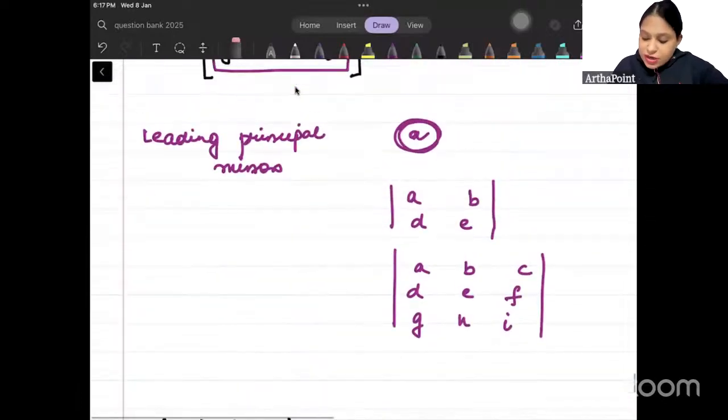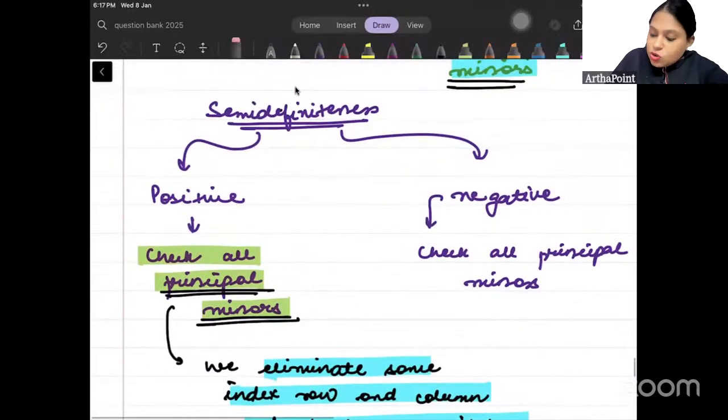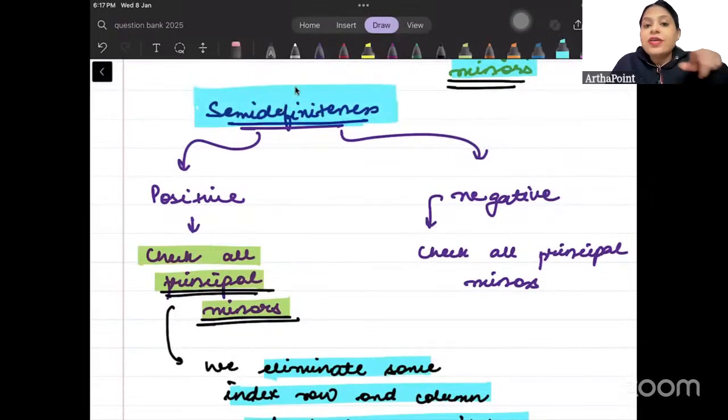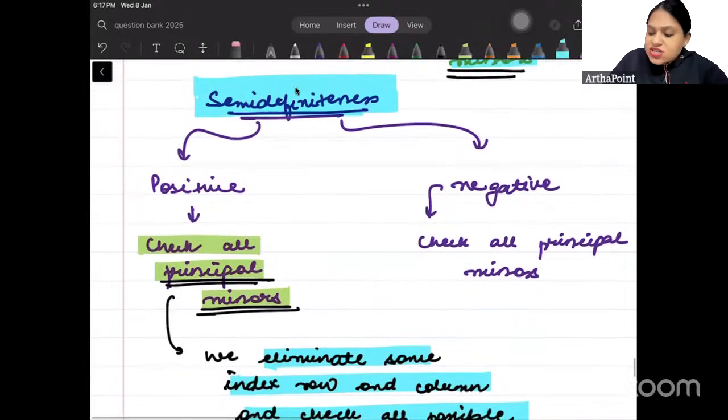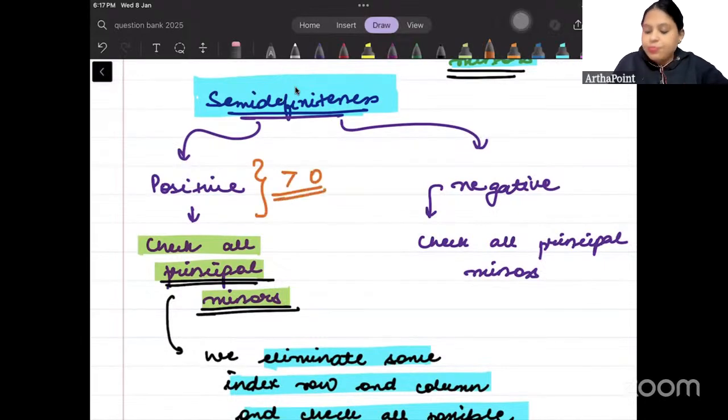So whenever we talk about semi-definiteness, we are not checking only leading principal minors. We are checking all principal minors. And for positive, what did we require? We require all minors to be positive.